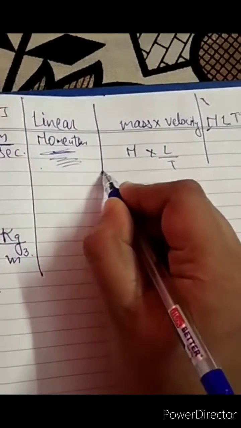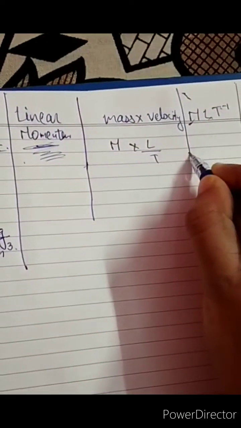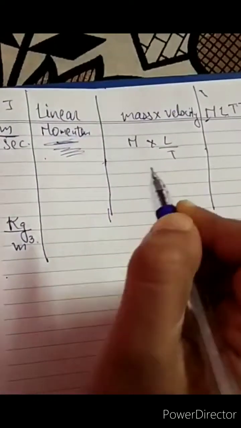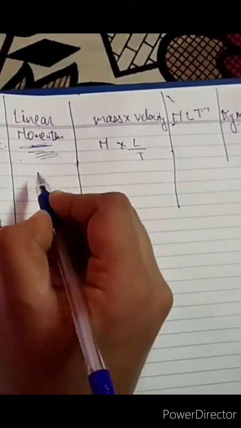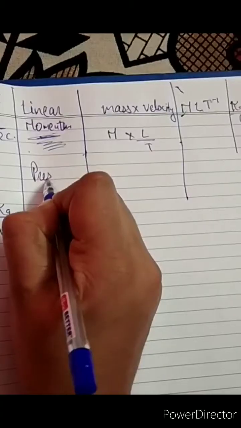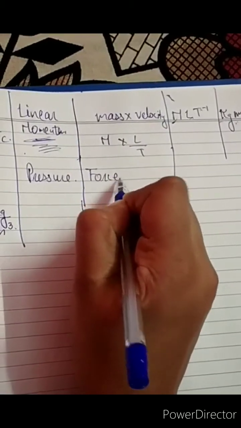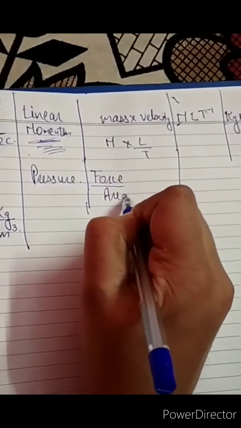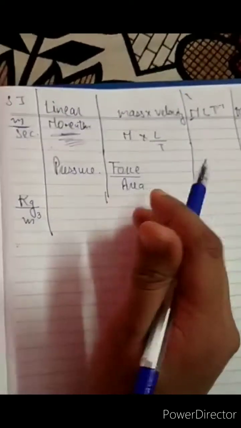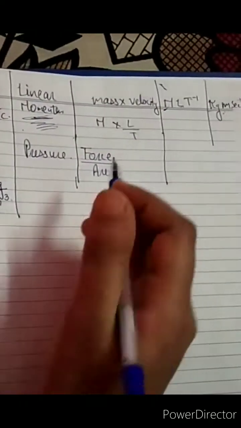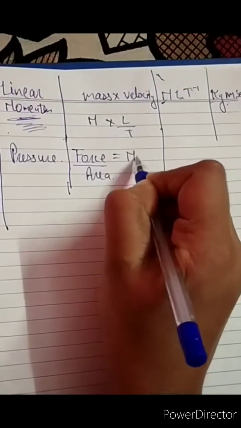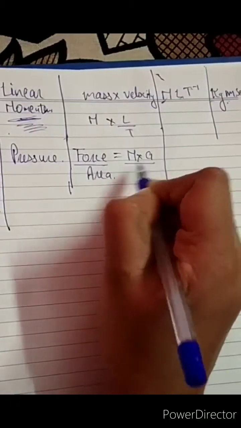One more formula. I just want you to practice over here with me. One more formula. Let's talk about pressure. What is pressure? Pressure is force per unit area. And remember, force is mass into acceleration.